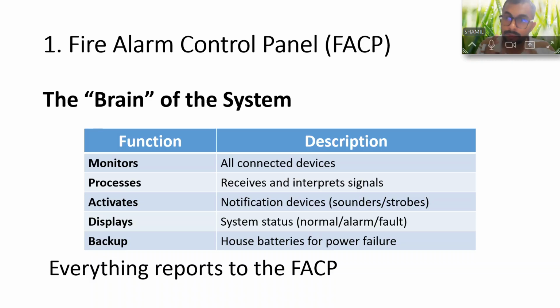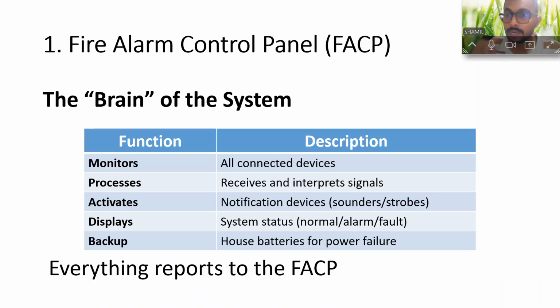Now, what is the fire alarm control panel? The fire alarm control panel is considered to be the brain of the system. Now, what does the brain do? In a human body, the brain serves as a central processing unit. That's where all the decisions are taken, and accordingly, we perform all the actions. Similarly, in the fire alarm system, the FACP, that is the fire alarm control panel, acts as the brain of the system. This is where all the functions are processed, interpreted, and then the necessary actions take place.